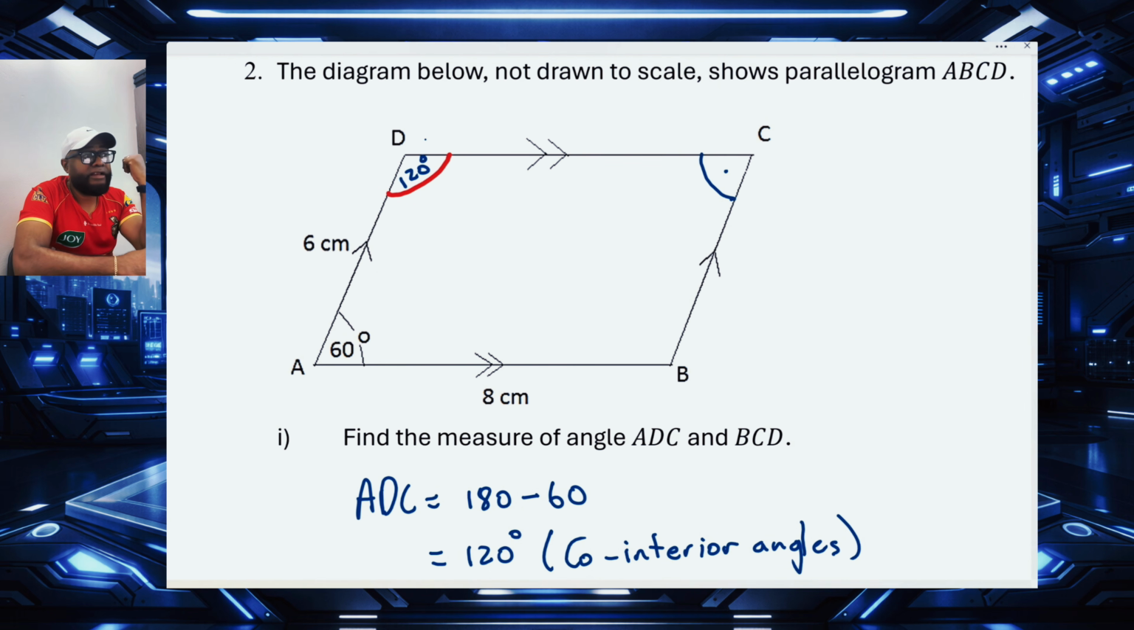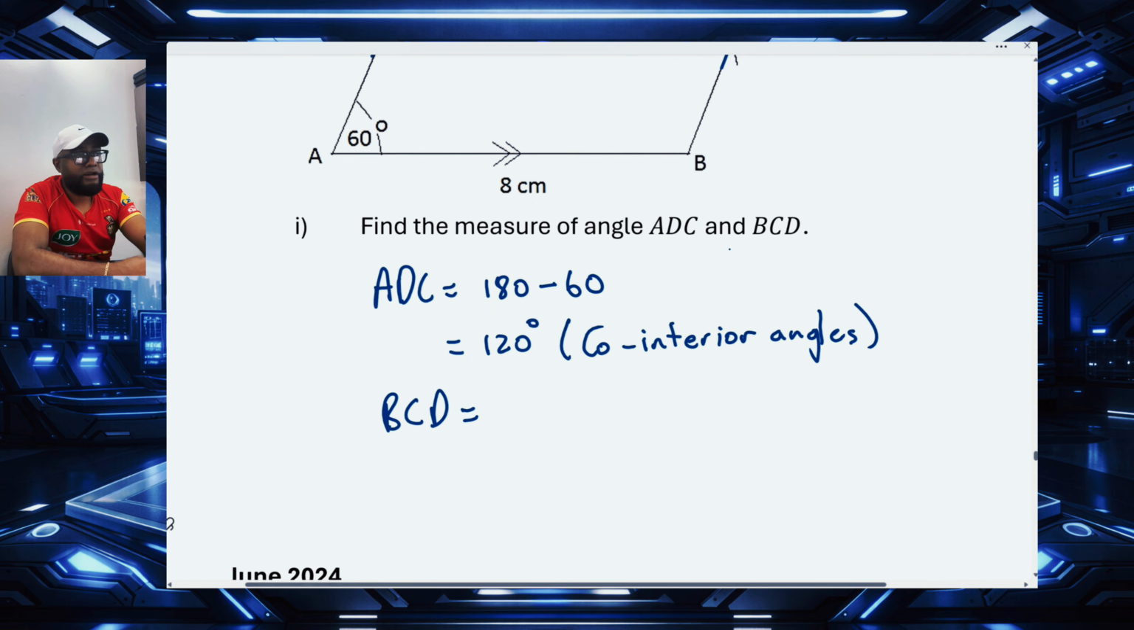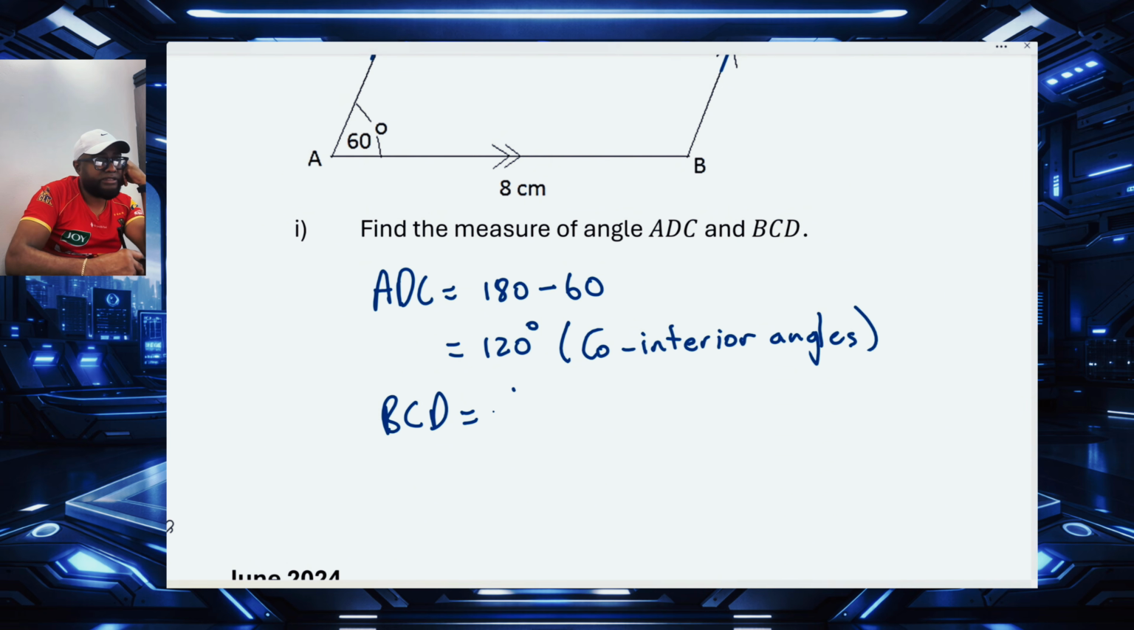120. Right? This is another pair of parallel lines here. And then you have another transversal here. So C is 120? C is not 120. Co-interior angles add up to 180. So BCD would be equal to 180 minus 120, which will be 60 degrees.